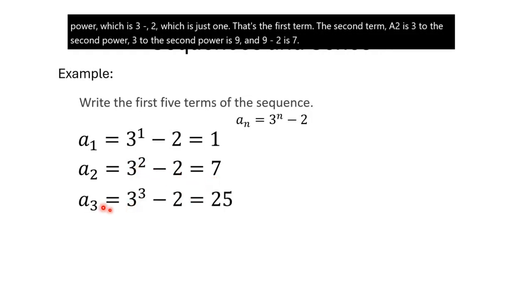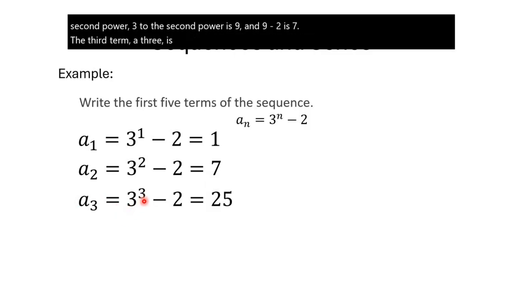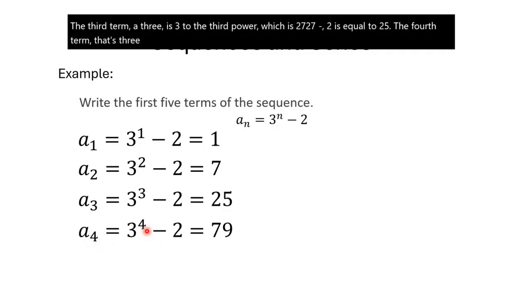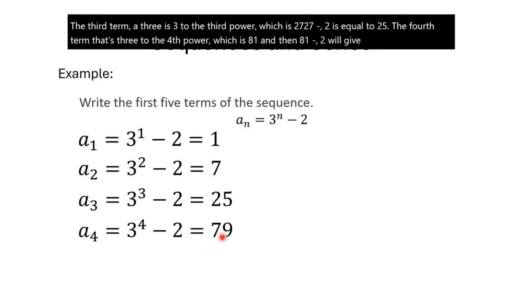The third term, a3, is 3 to the third power, which is 27. 27 minus 2 is equal to 25. The fourth term, that's 3 to the fourth power, which is 81, and then 81 minus 2 will give us 79.